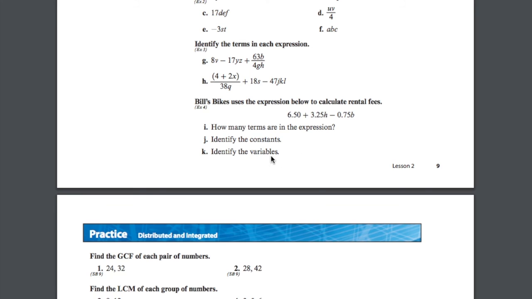Identify the variables. Variables are going to be the letters that represent numbers in an algebraic expression. We're going to try and find what those variables actually represent, but for now, we're just simply identifying. H is a variable, and B is a variable.